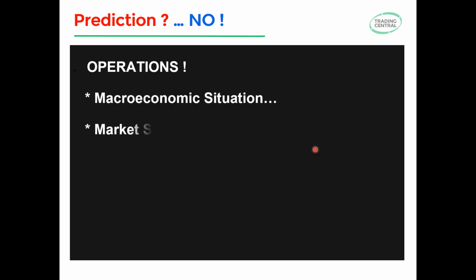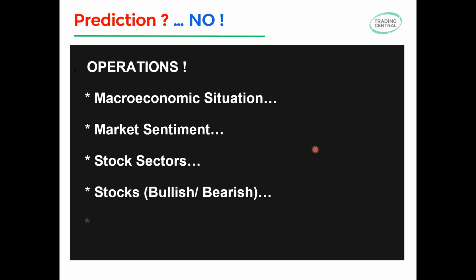Maybe up to here, I have to tell you a little secret. The secret is I cannot predict. When some traders tell you about their predictions, blah blah blah, you have to think twice. Why? I don't believe in prediction. I suggest you look at operations. What operation? Just like the last slide I showed you on Amazon.